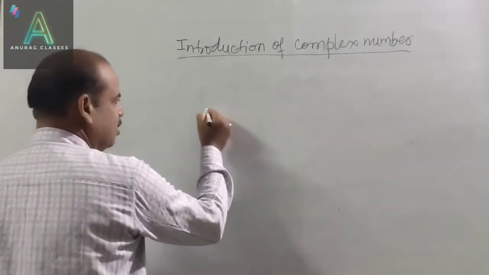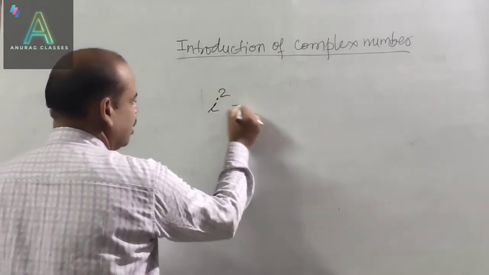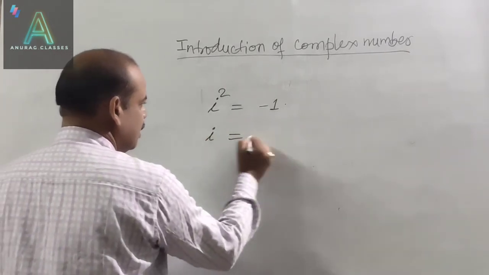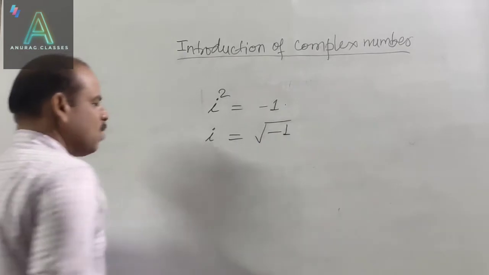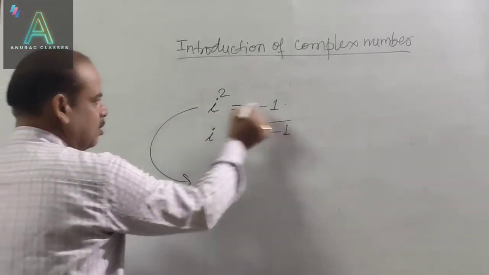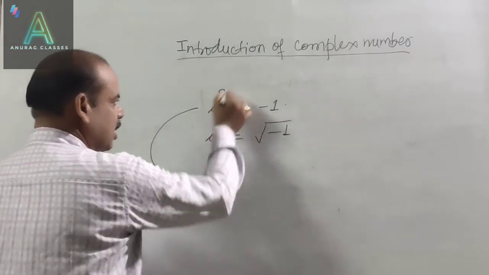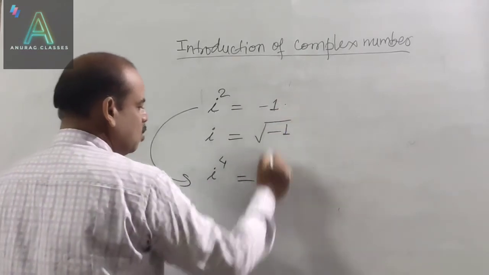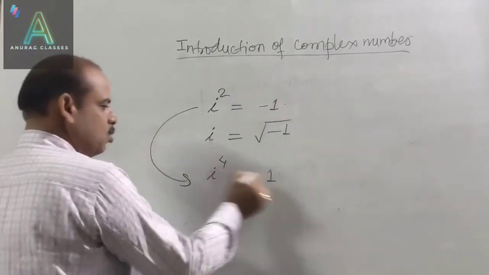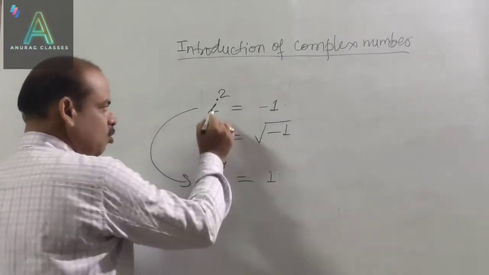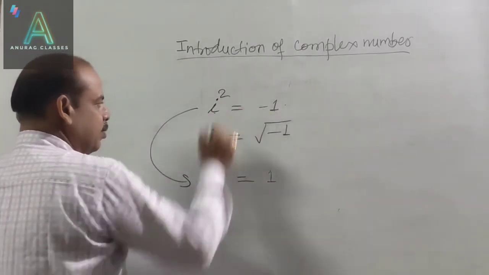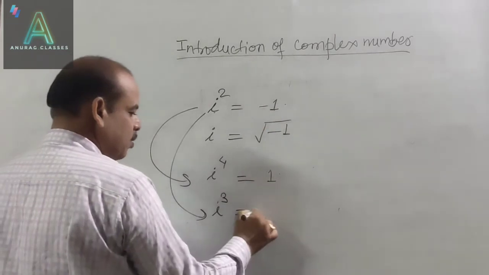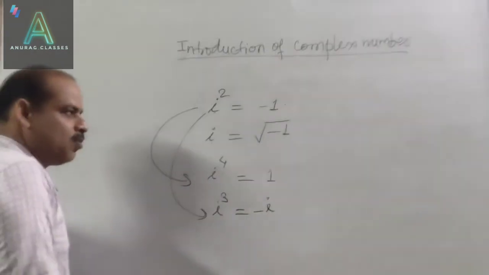So what we find: iota square is equal to minus 1, and iota is the square root of minus 1. What happens if we square both sides of this relation? Then iota square whole square becomes iota to the power 4, and minus 1 whole square becomes 1. So iota to the power 4 is equal to 1. And again, if you multiply both sides by iota, then iota square into iota will be iota cube, and minus 1 into iota will be minus iota.